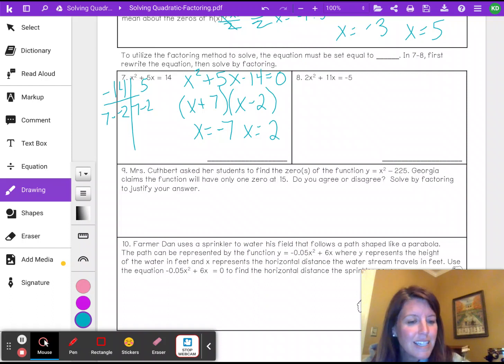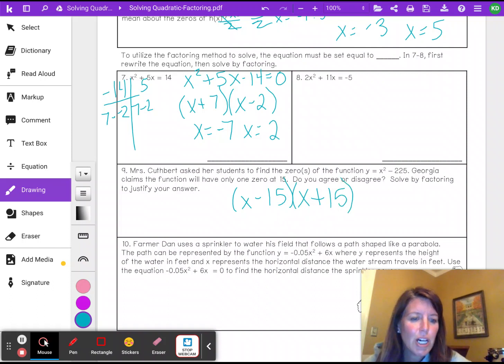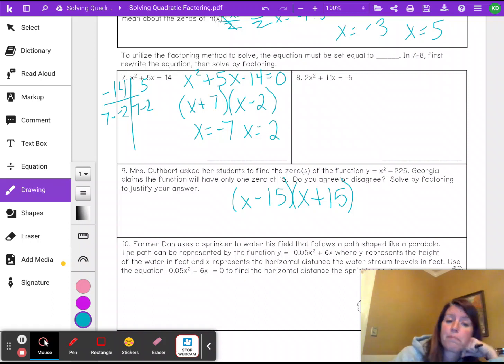Miss Flick, I'm glad you asked. It is, because 15 times 15 is 225. This is that difference of squares. So this would be x minus 15 and x plus 15. There you go, because negative 15 times positive 15 is negative 225. If we were to FOIL this to check our answer, we would have negative 15x and positive 15x. Those would cancel out, so that's why we don't have that middle term, or that bx term.